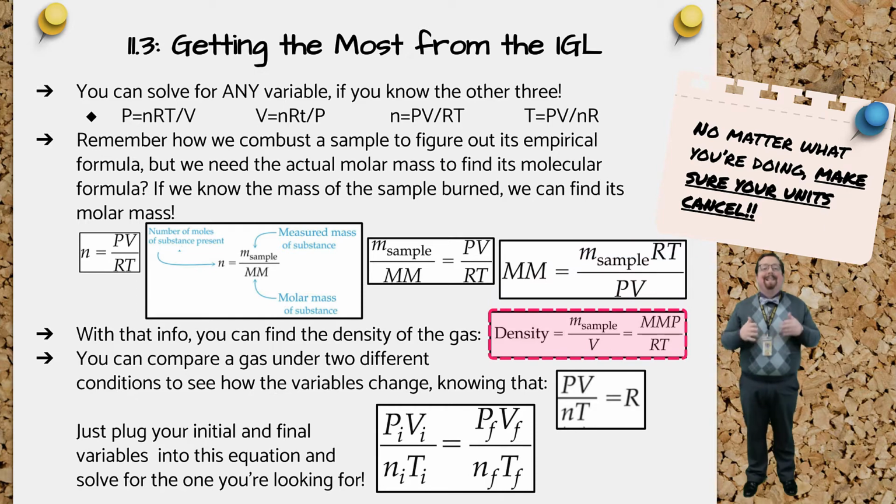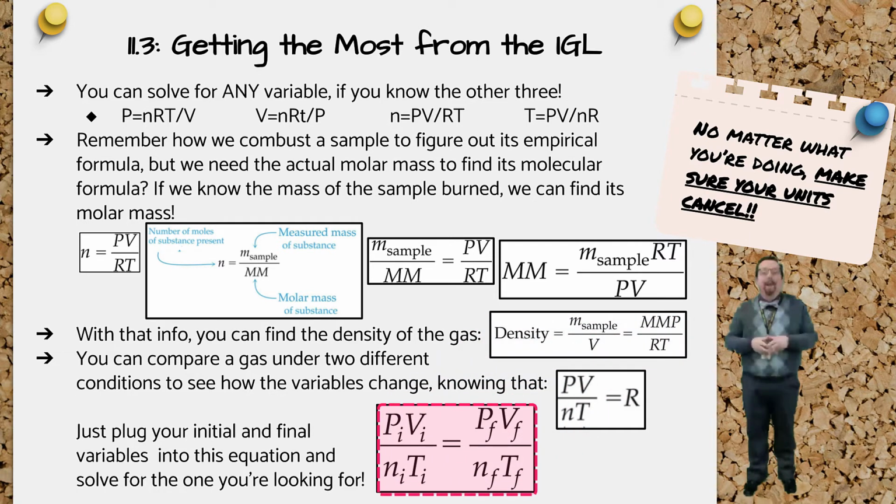Also, since we know that density is just mass over volume, we could find the mass of our original sample divided by the volume of our sample to find its density. If we don't know the mass of our original sample, but we know its identity and therefore its molar mass, we could do a little bit of algebra with that equation and find that the molar mass times the pressure of the gas divided by its temperature and the ideal gas constant will give us the gas's density.